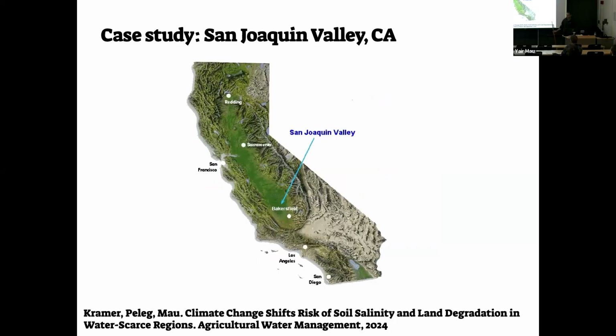And our case study is, as I mentioned, the San Joaquin Valley in the Central Valley of California, in the southern part. This is a typical Mediterranean climate, which means that we have quite distinct seasons. In the summer it is hot and dry, and therefore you need to bring water as irrigation, and you rely on the winter rains to wash the topsoil from the salt.